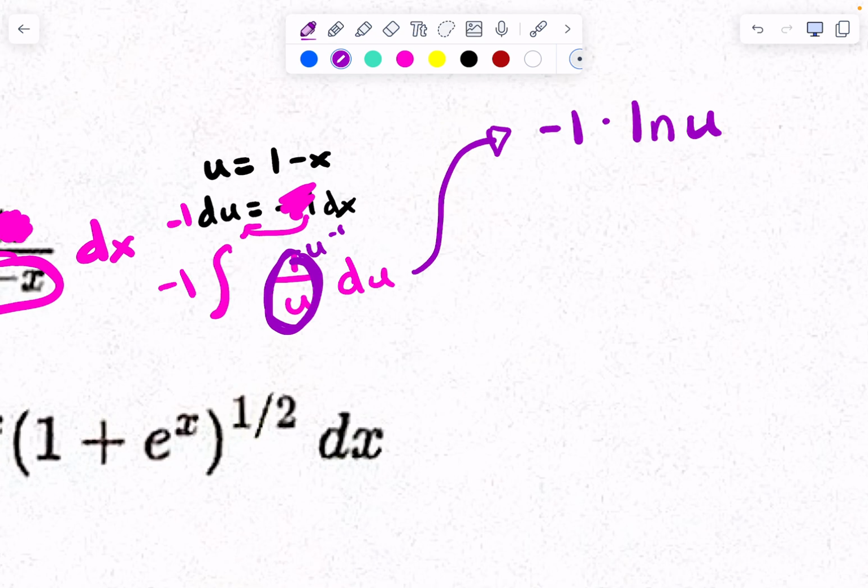So we've got negative 1 times ln of u plus c, but we don't need plus c, right? So negative ln of u. Now plug u back in. We could plug 1 minus x back in, or we could change our variables.